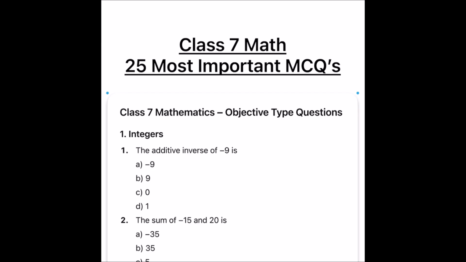So the first question is, the additive inverse of -9 is. So we all know that additive inverse of a number is a number which when added to the number makes the sum as 0. So when we add -9 with +9, the result will be 0. So our additive inverse will be +9 or 9. So option B will be the correct answer.